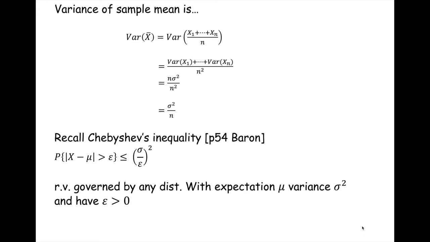Now, of course, if n increases, what happens to this expression? Sigma squared is a constant. That doesn't change as you increase sample size. But as you increase sample size, that denominator gets bigger and bigger and bigger. And the resultant effect is that this variance is going to get smaller and smaller and smaller.